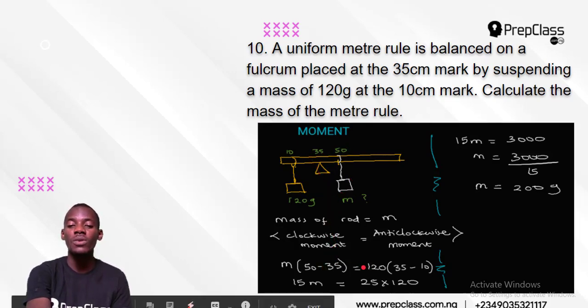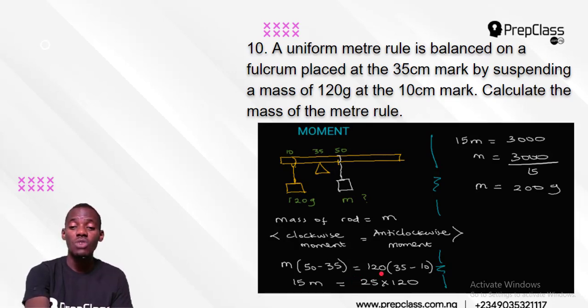Then the second one equals anti-clockwise now. The mass here is 120. The distance from 10 to 35 is 35 minus 10, and that's what you have there. So that will give me what? m is m. 50 minus 35 is 15, so 15m equals 120 times, 35 minus 10 is 25. So I have 25 times 120. 15m equals 25 times 120.